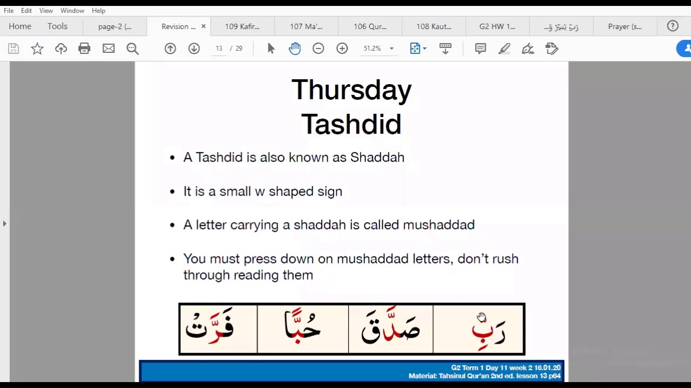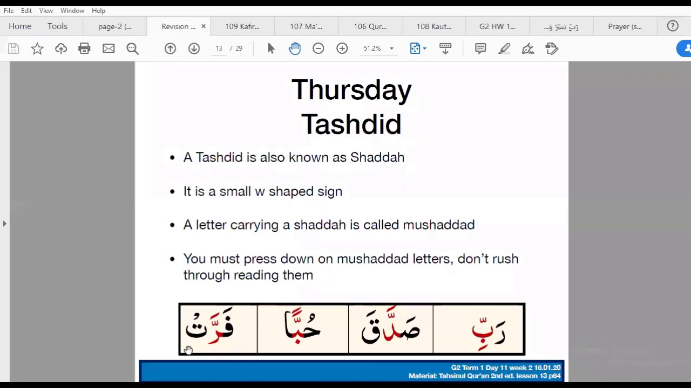Okay, so for example over here, could you tell me how to pronounce this? Rabbi. Yes, Rabbi. Could you say that again? Rabbi. Well done. And this one? Saddaqa. Yes, so you're saying it very nicely. You're pressing down on the mushaddad letter and not rushing through it. So saddaqa. And this one? حبا Excellent. Hubban. حبا And this one?